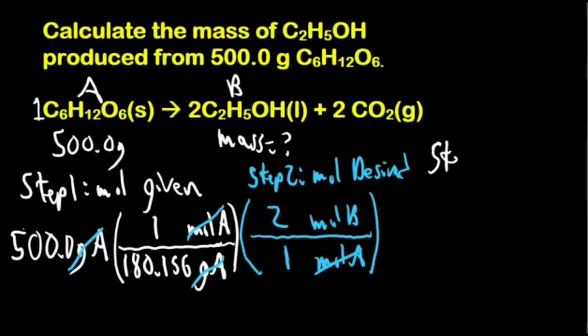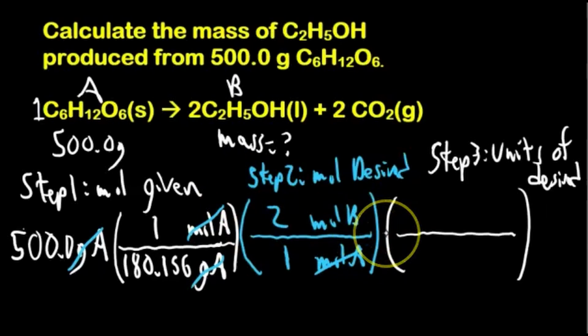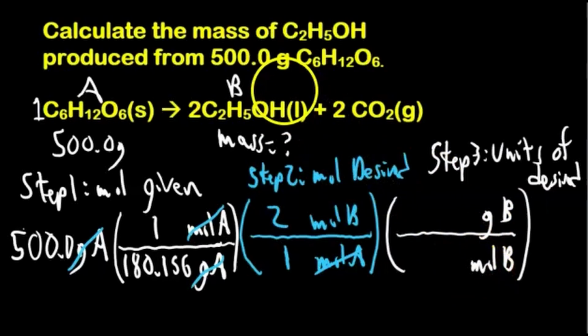So we have step 3, which is our units of desired. We want to know the units of this, which is mass. We want to go from moles to whatever units it is. I say units. In this case, it's grams, but it could be liters, could be concentration, could be lots of different things. So we have moles of B, and we want to cancel out our moles. So we want moles of B down here, and we want grams up here. Grams of B. So now we just need to know how many grams are in 1 mole of B.